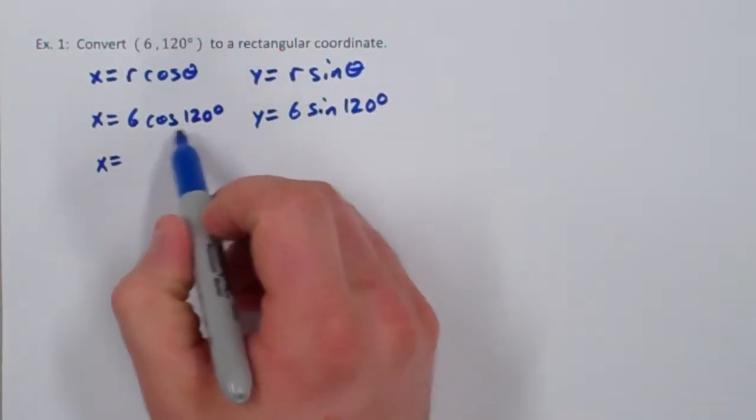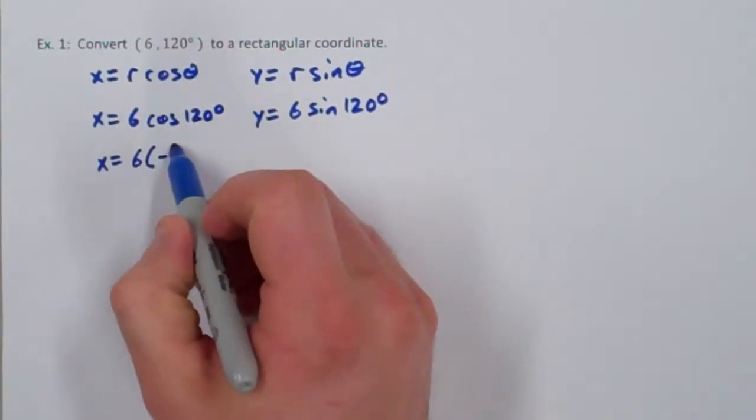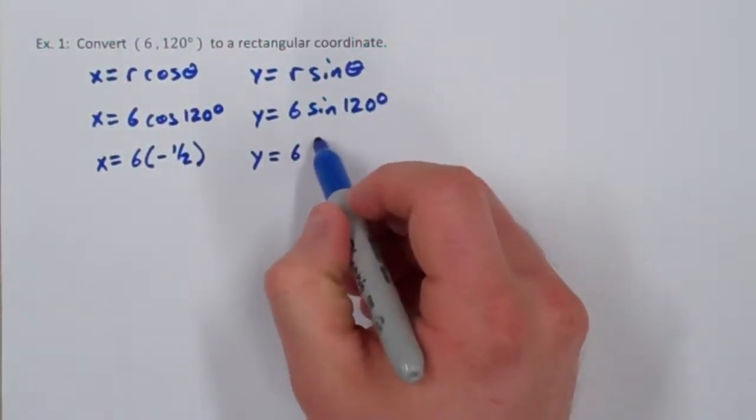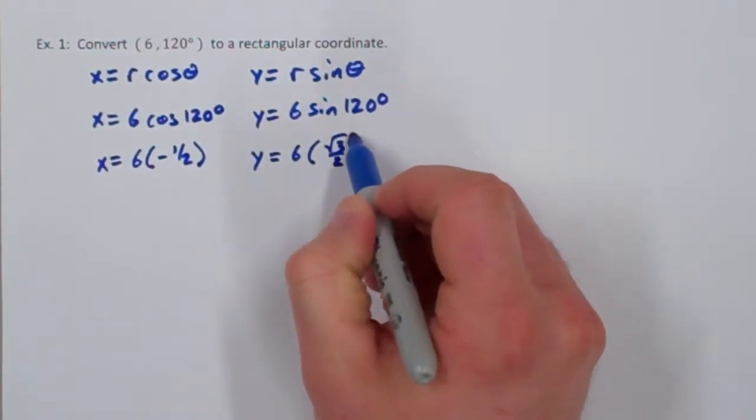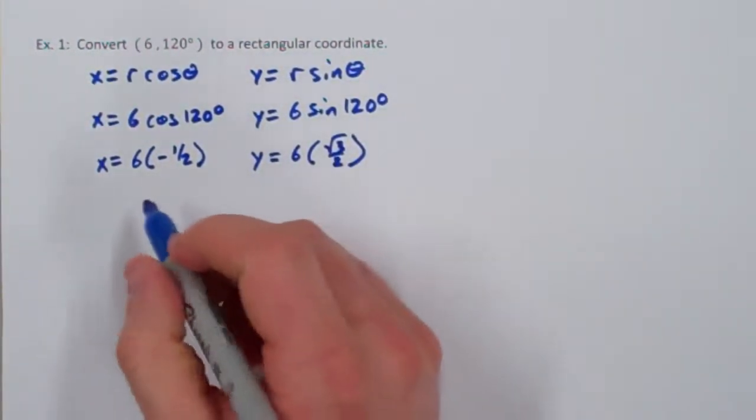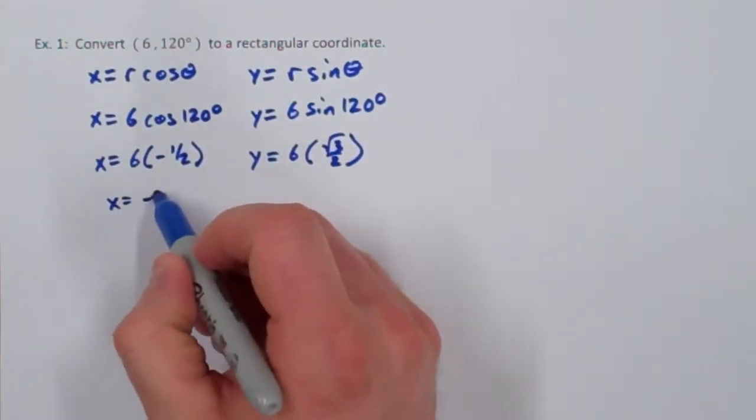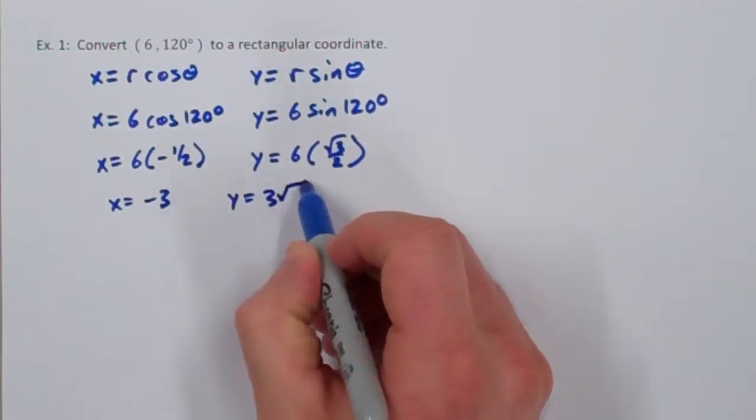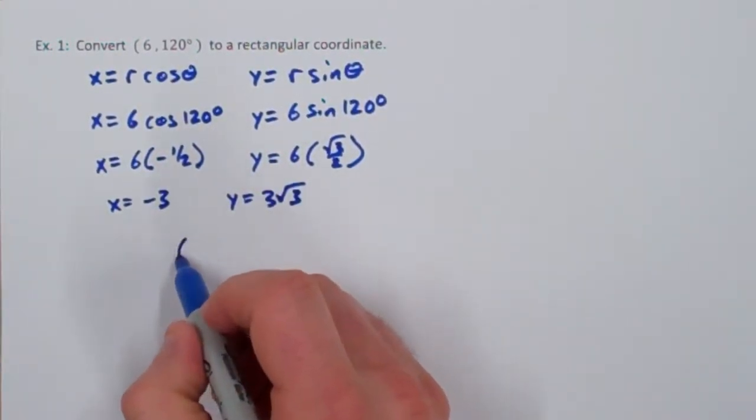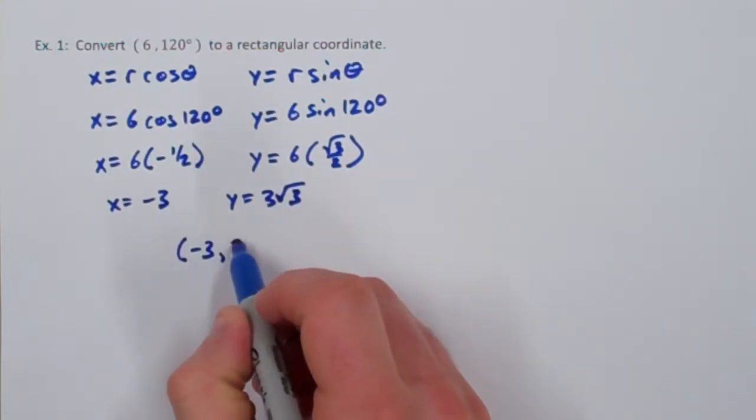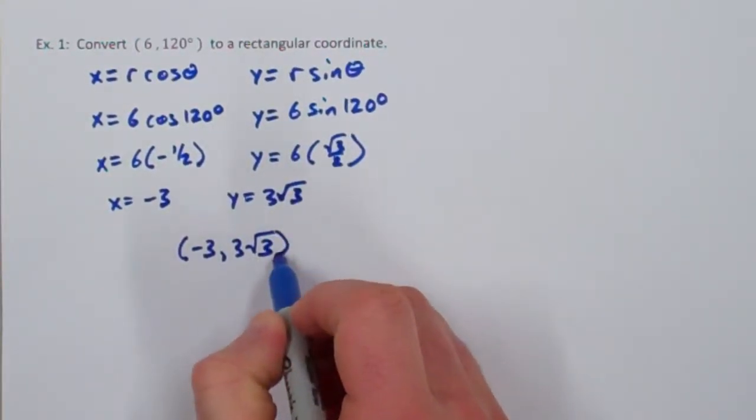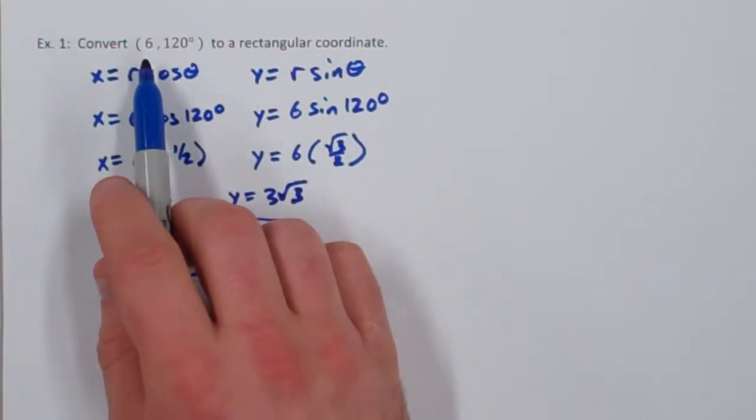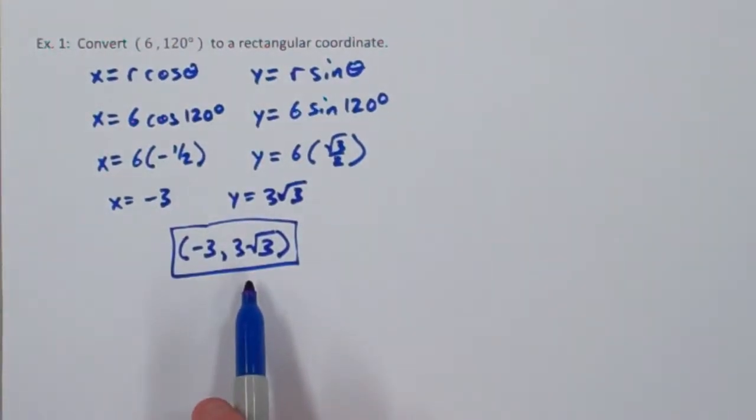6 times the cosine of 120. Cosine of 120 is negative 1/2. Sine of 120 is root 3 over 2. The x part will simplify to negative 3, and the y part will simplify to 3 root 3. So to write your coordinate, you're going to write negative 3 and then 3 root 3. That's your final answer for example 1. We've taken r and theta and changed it to a rectangular coordinate.